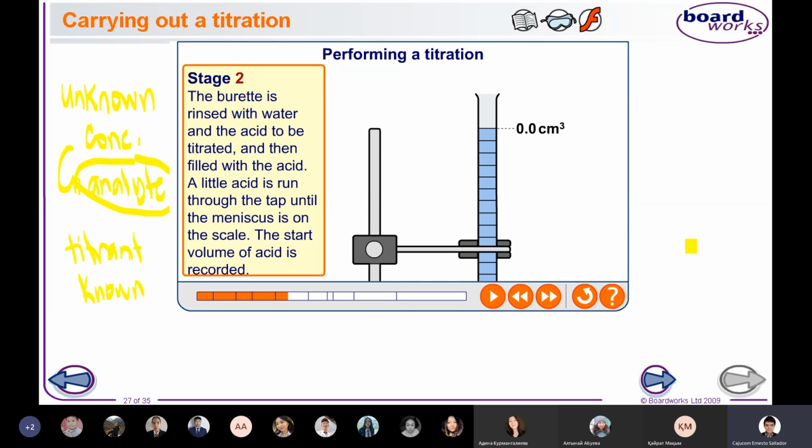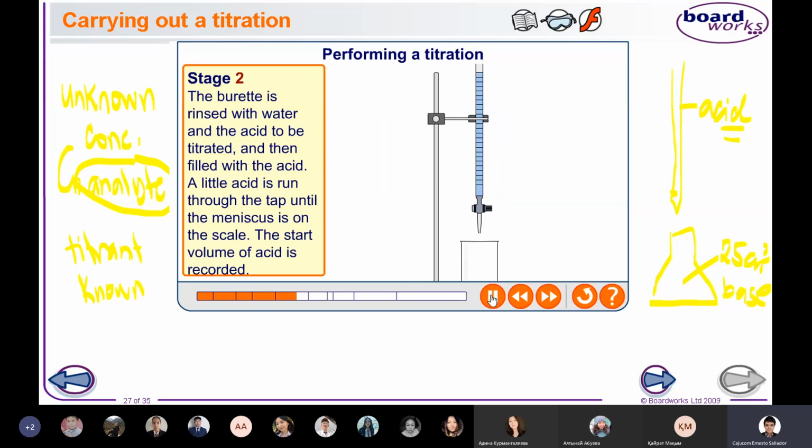So what is happening now? Let's have a revision. You place your sample in a conical flask, right? How much did we place in here? What's the volume? 25 cm cube of base. Maybe I just write base in here. And then in the burette, we place acid. Maybe I can draw it somewhere here. In this burette, you place an acid. So you have base here, remember, it's 25 cm cube. Now let's do this. We need to know the concentration of the solution. Maybe I can show it to you now.